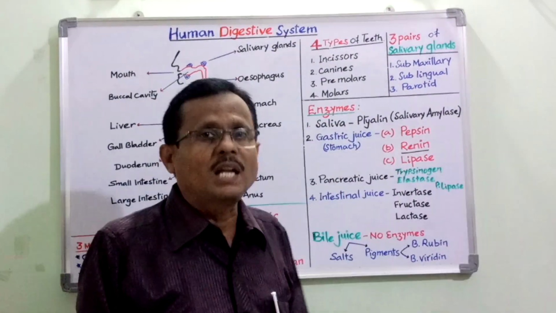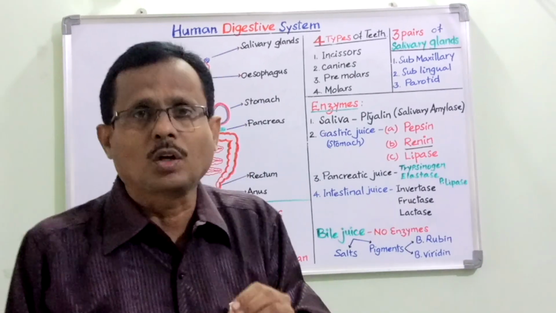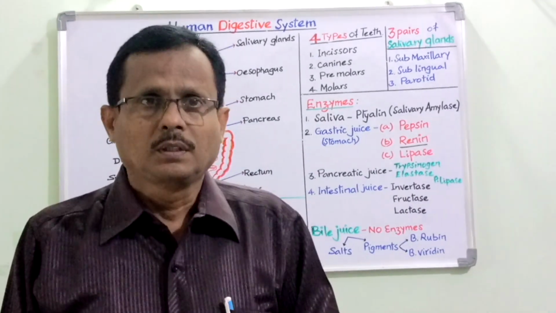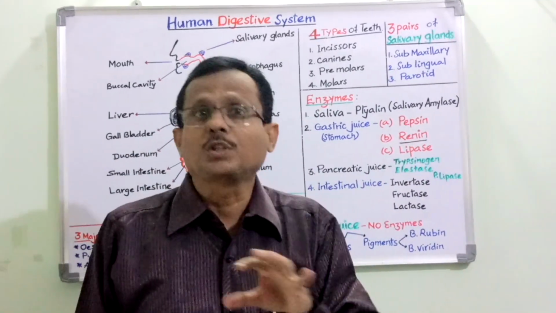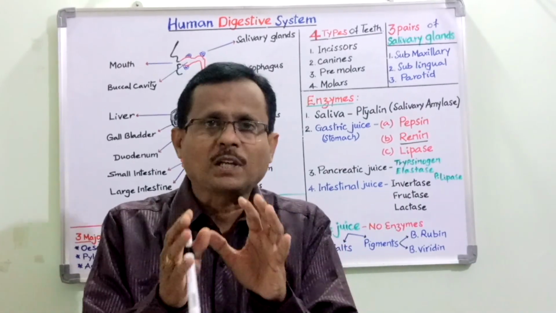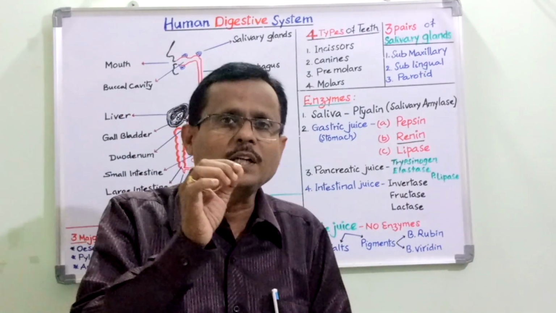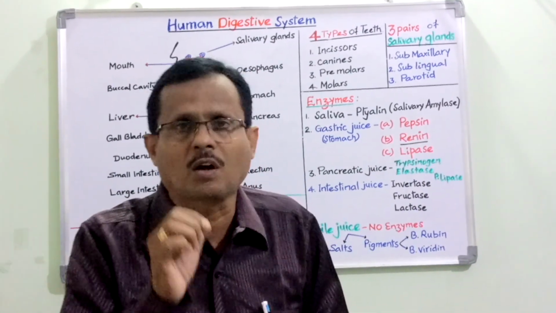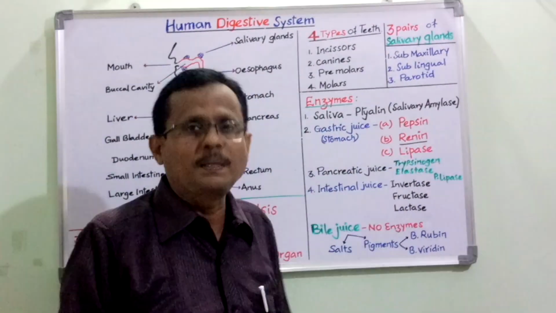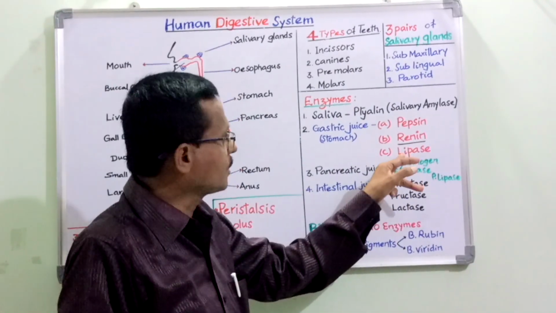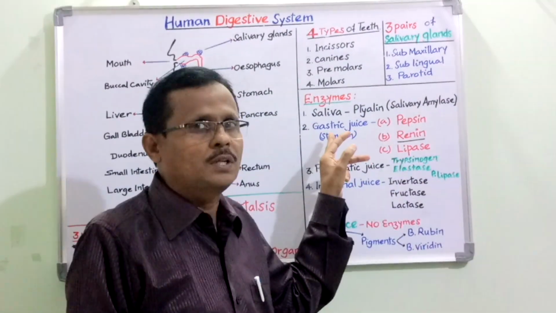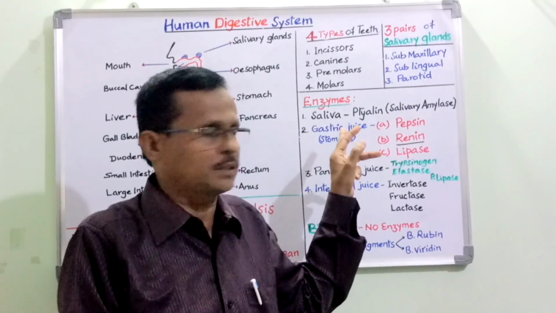The third one is lipase. Lipase acts on lipids, that is fats. They are the final macronutrient. The highly complex molecular structured fats are converted into smaller units called fatty acids and glycerol by the action of lipase. So lipase is also released by the gastric glands inside the stomach.